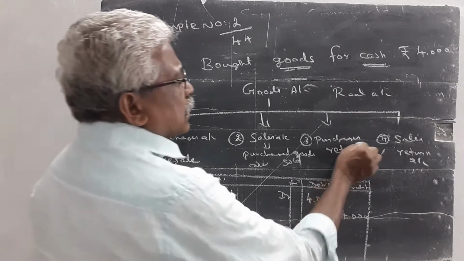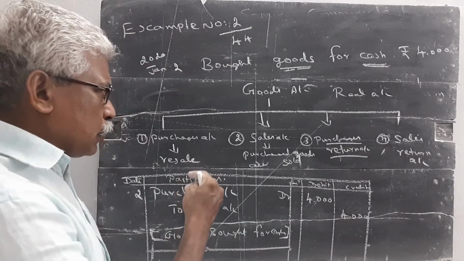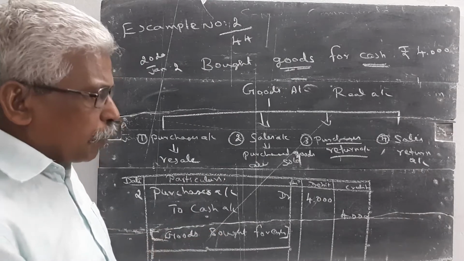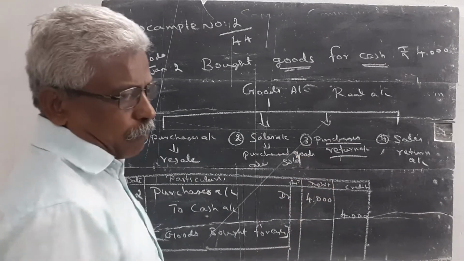Then what is it when a purchase return is written? If we bought goods from our supplier, we are not satisfied with that product, so the proprietor returned the goods. It is called as a purchase return.